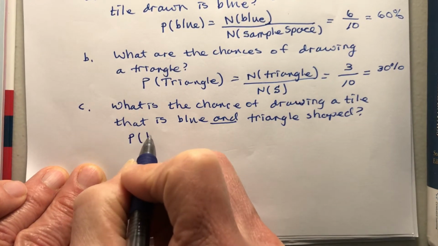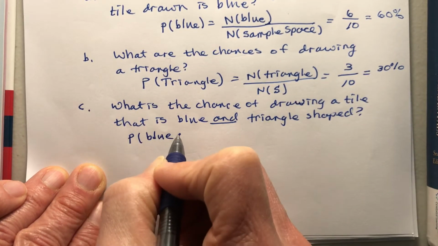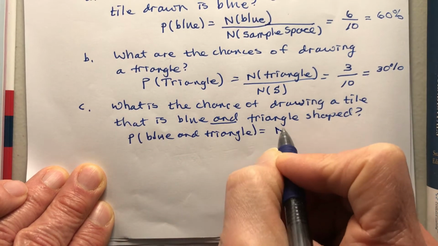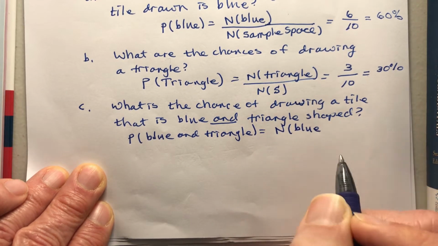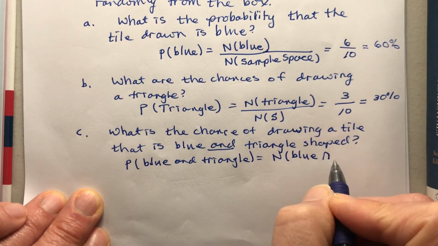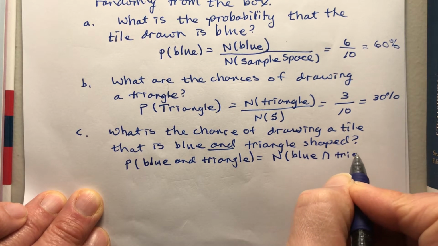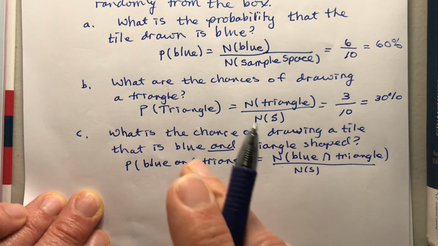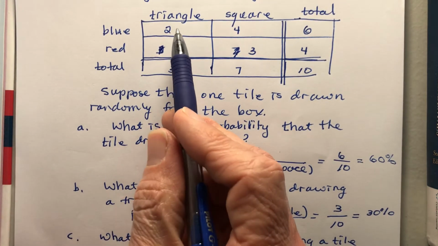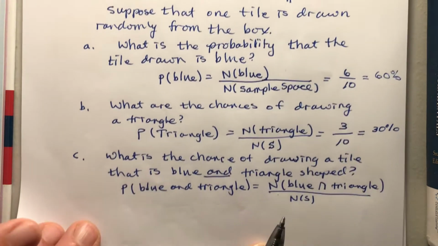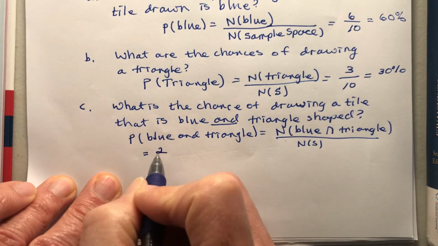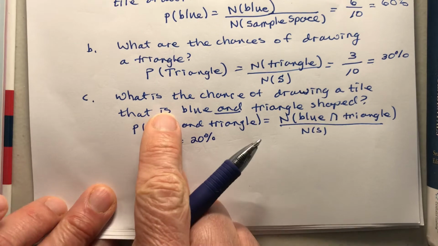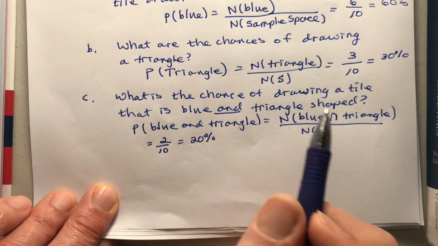So the probability of blue and triangle is equal to the number of blue and triangle, which you could put intersection, triangle, divided by how many you have in total. So going all the way up here again, blue and triangle, there's only 2 of those. And then there's a total of 10 things that can happen, so that makes 20% chance that you'll get a blue triangle. Yeah, I mean, I wrote this in a weird way. Why don't I just say, what's the chance of drawing a blue triangle?